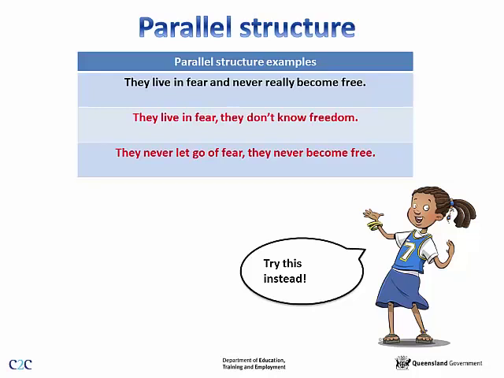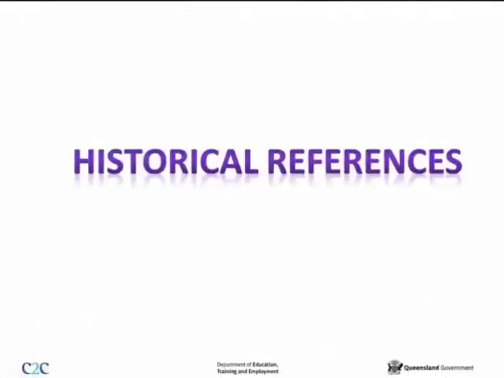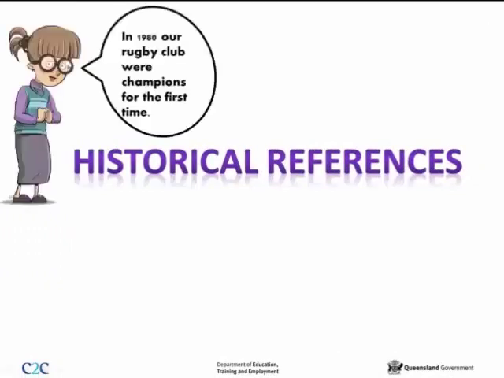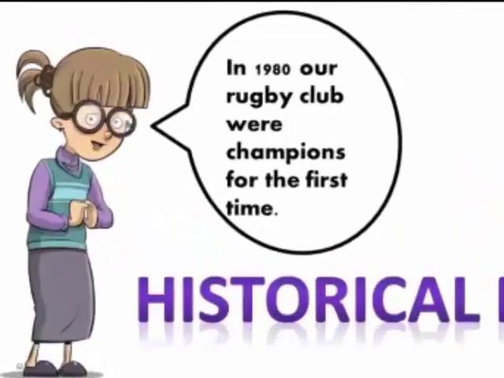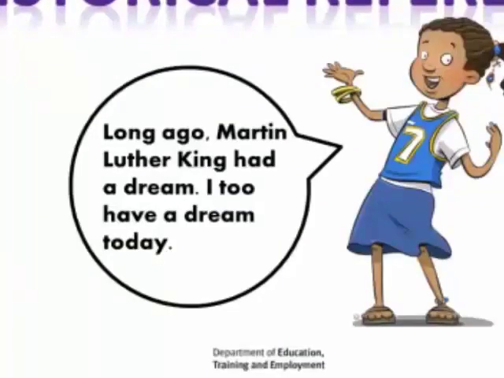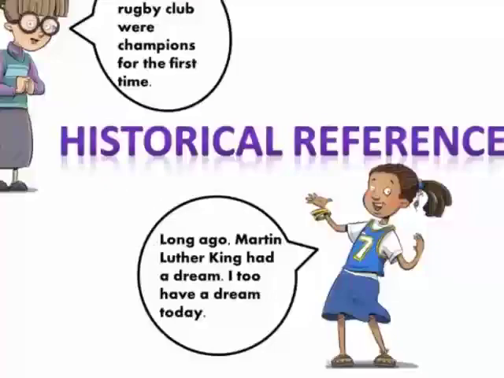A really famous sentence using parallel structure is, ask not what your country can do for you, but what you can do for your country. Historical references add credibility to your position and link the topic with the past. Jane has a good example. In 1980, our rugby club were champions for the first time. Or perhaps you would use a less specific historical reference. For example, long ago, Martin Luther King had a dream. I too have a dream today.